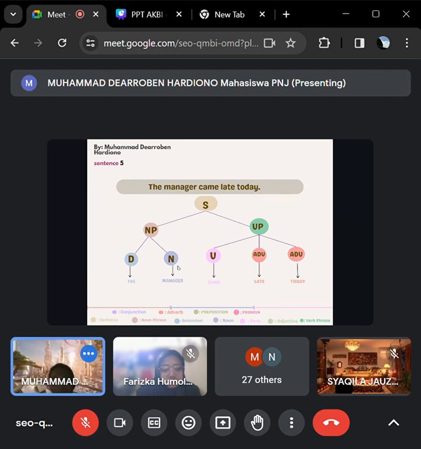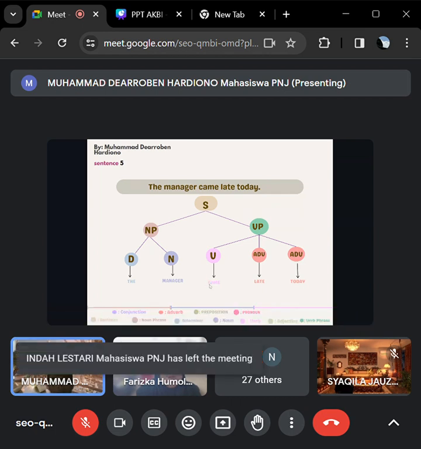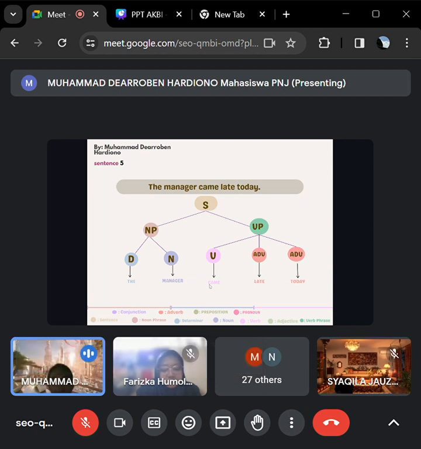And the second element is verb phrase, which consists of three elements, verb and two adverbs. The verb used is came, which belongs to the action verb category. The first adverb used is late, which describes the time of the action. The second adverb used is today, which also describes the time when the action happens.